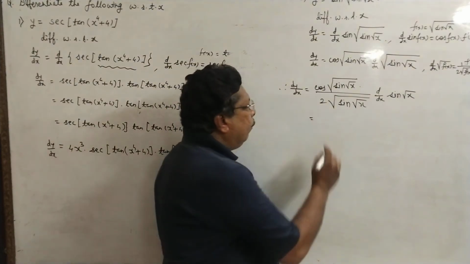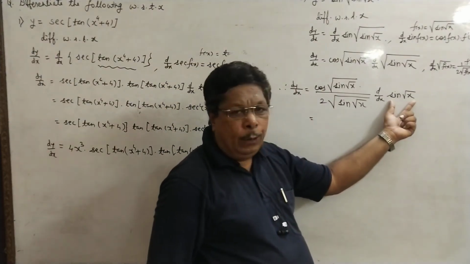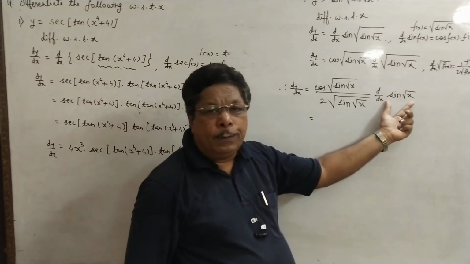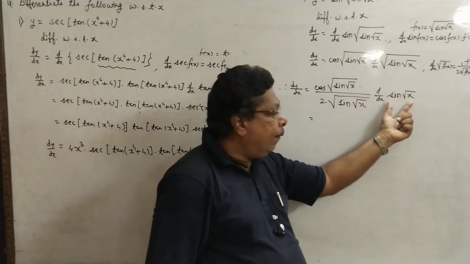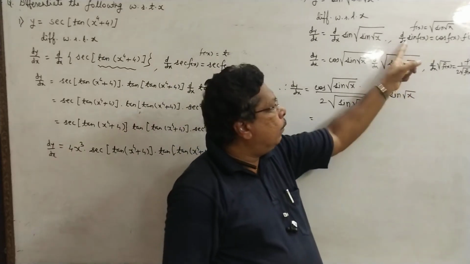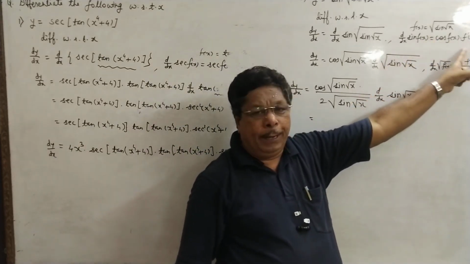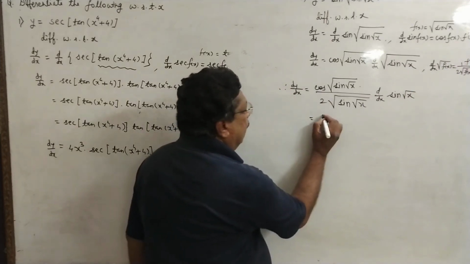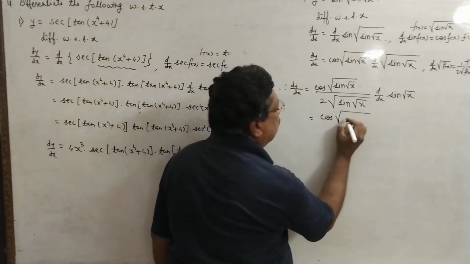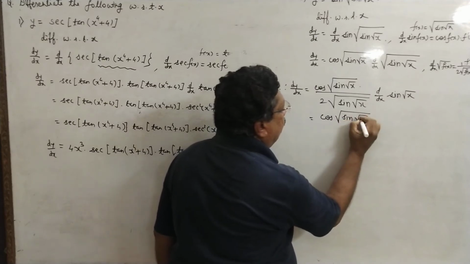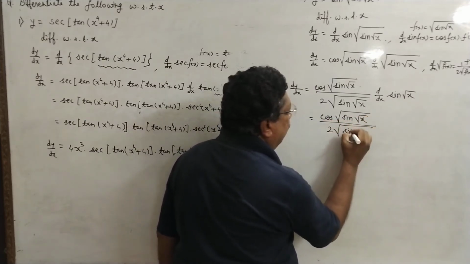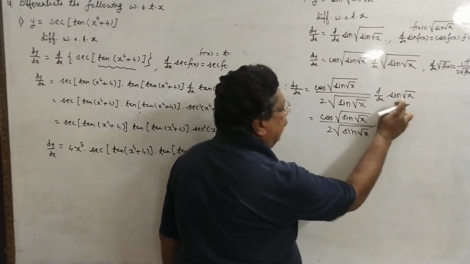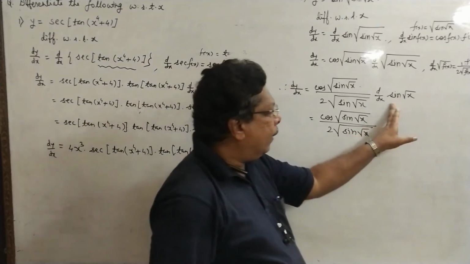Okay, now here we have to take the derivative of sin root x. We know that the derivative of sin x is cos x. The derivative of sin f(x) is equal to cos f(x) into f dash x. So similarly here, cos of root sin root x upon 2 root sin root x into the derivative of sin root x.